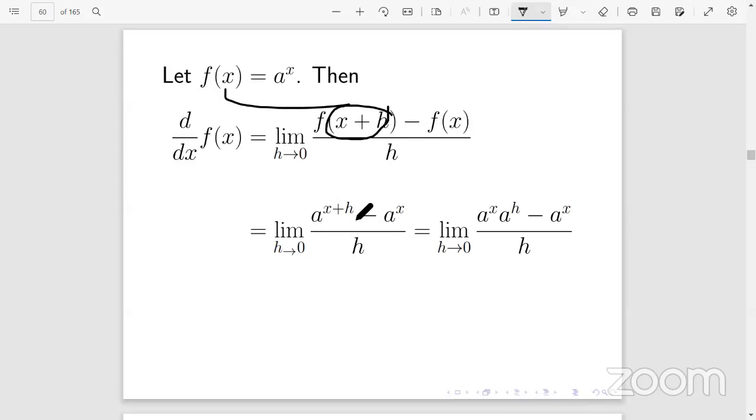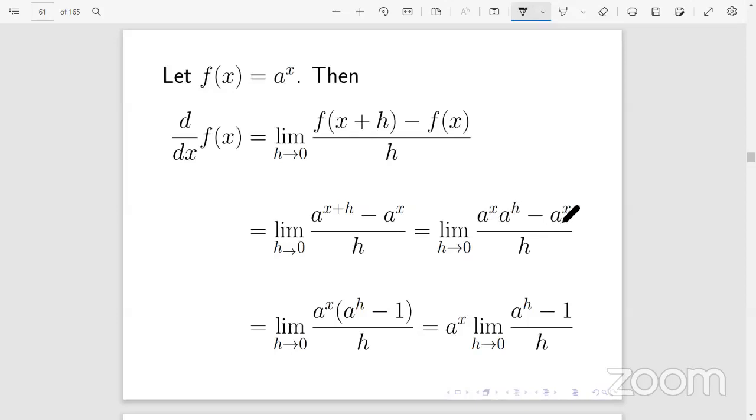Using the exponent rules, we can break this into a to the power x times a to the power h. From here we can see that we have a to the power x, which we can factor out. We are left with a to the power h minus 1 all over h. Now we're evaluating the limit as h approaches 0. So a to the power x is not affected, because a is not h and the exponent is x, not h.